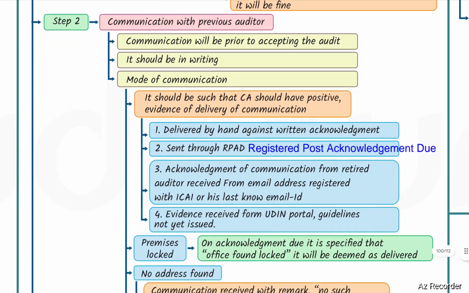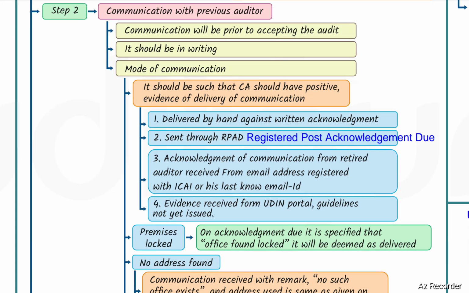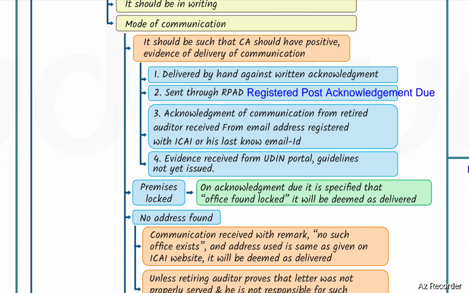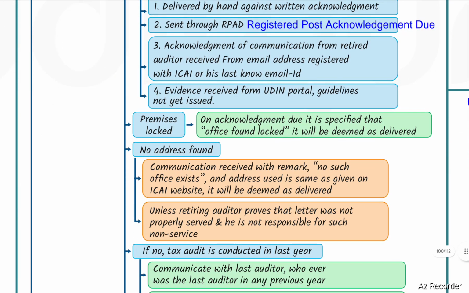Step number 2, communication with previous auditor. Communication will be prior to accepting the audit. It should be in writing. Mode of communication: it should be such that the CA should have positive evidence of delivery of communication. Delivered by hand against a written acknowledgement, sent through registered post acknowledgement due, acknowledgement of communication from the retired auditor received from the email address registered with ICAI or his last known email ID, evidence received from the UDIN portal, guidelines not yet issued. Premises locked.